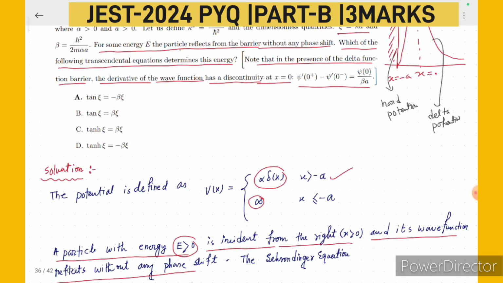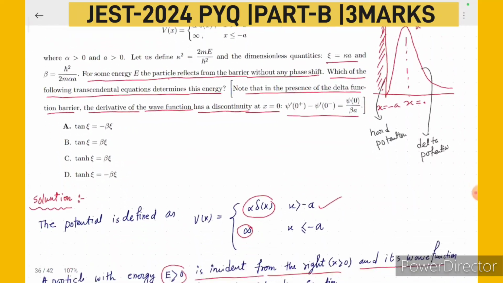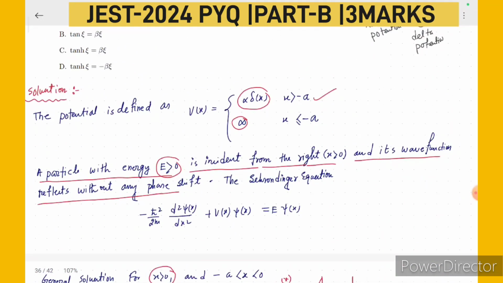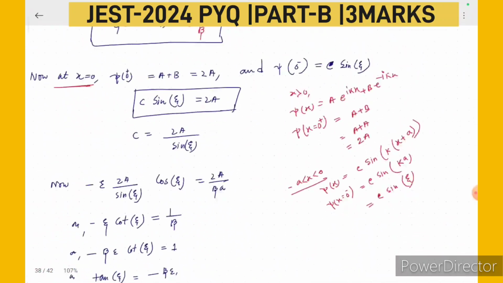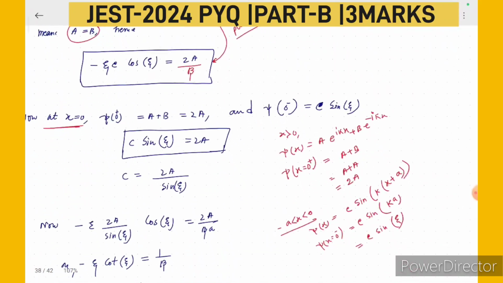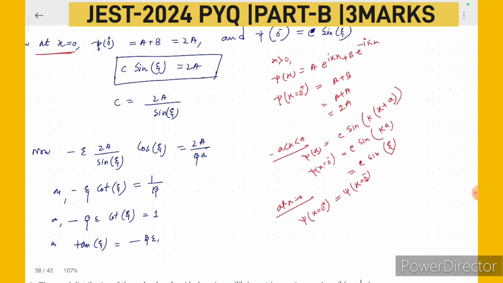Note that due to the presence of the delta function here, the derivative of the function is discontinuous at x equals 0, and we already mentioned the boundary conditions at x equals 0. The wave function must be continuous, so the value at x equals 0 plus equals the value at x equals 0 minus. They must be continuous.